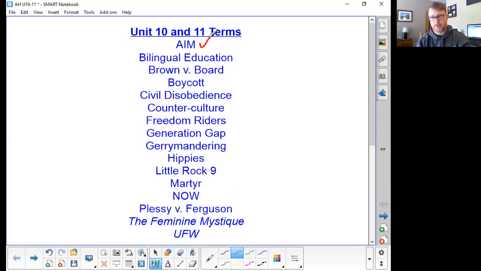When you have an organization like that, you've got to know what the letters stand for. You can't just say AIM. You have to say American Indian Movement. And you should know at least one objective of them. AIM represented Native Americans, and they had objectives such as, I think probably the easiest one would be, they wanted land back.